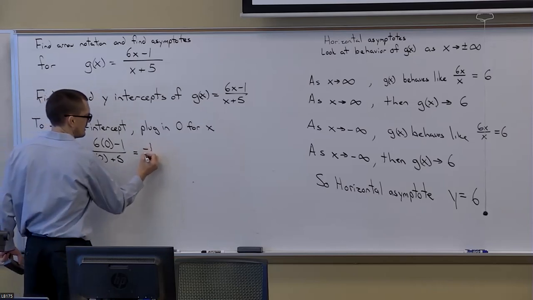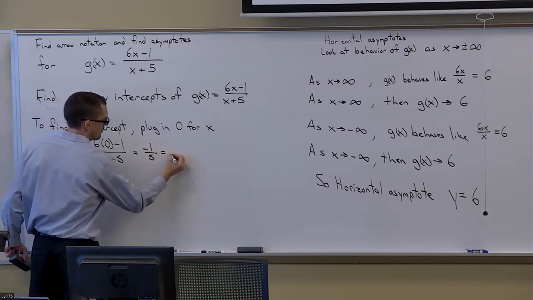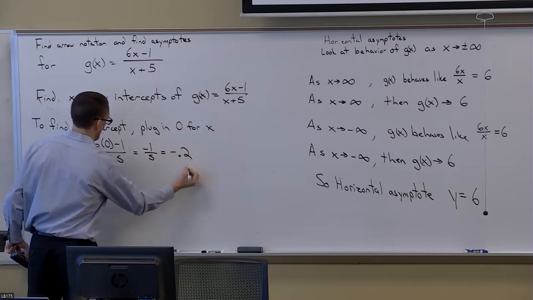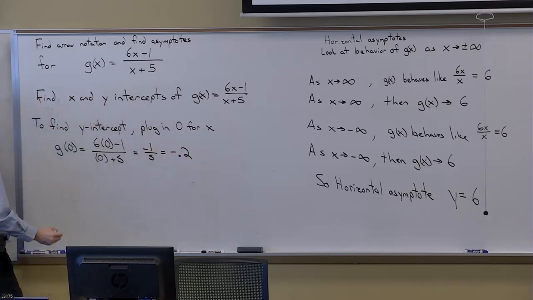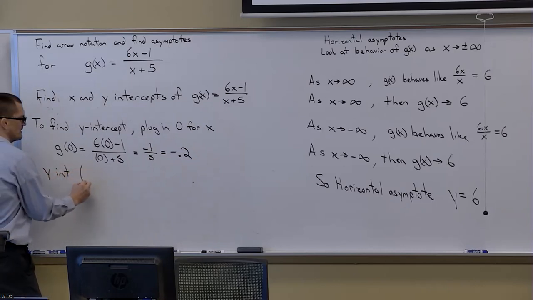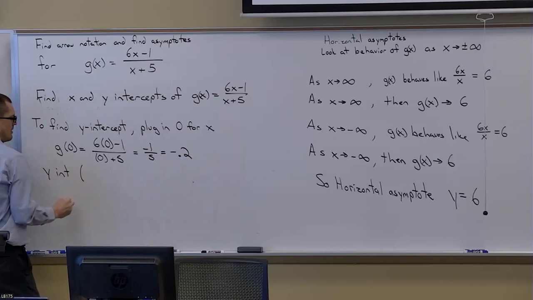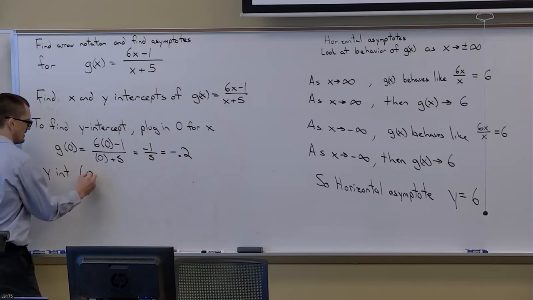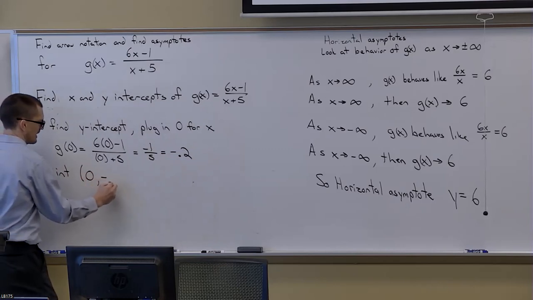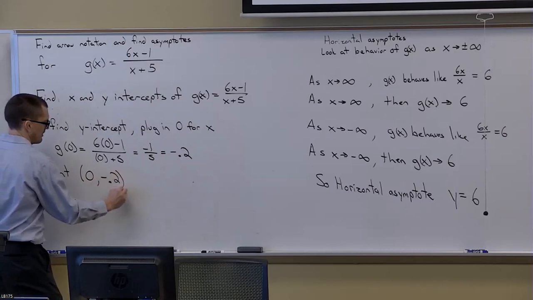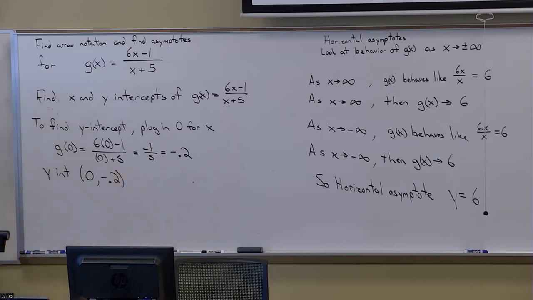-1/5 is what I get, which is -0.2. There. So the Y-intercept, the place where it crosses the Y-axis, is (0, -0.2). Pretty close to the origin, but not the origin.